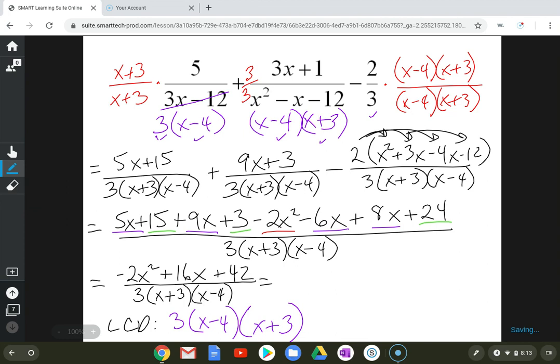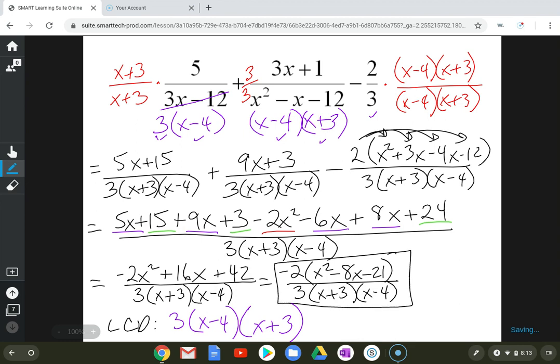All right, if we factor out a negative 2, we're left with x squared minus 8x minus 21 all over our LCD. And let's just think about it. The only factors of 21 are 1 and 21 or 7 and 3. There is no way you're ever going to be able to combine any of those to get a negative 8. So we are done. There is nothing that can be canceled.